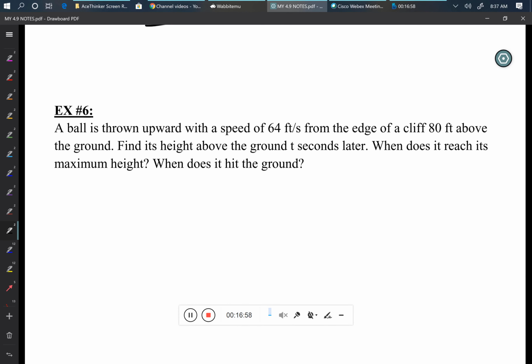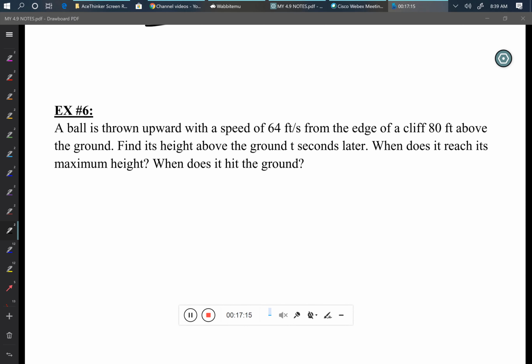A ball is thrown upwards with a speed of 64 feet per second from the edge of a cliff 80 feet above the ground. Find the height above the ground t seconds later. When does it reach its maximum height? When does it hit the ground?